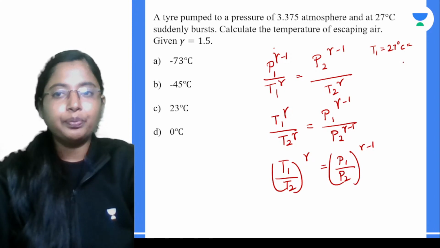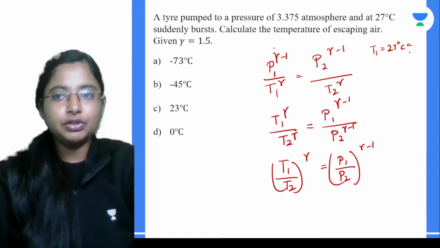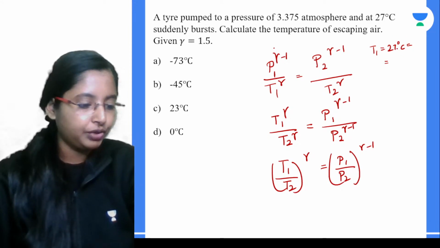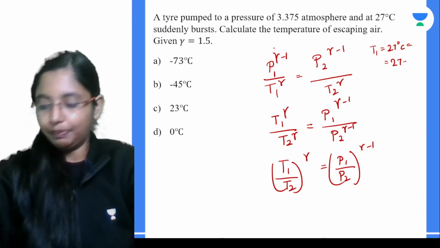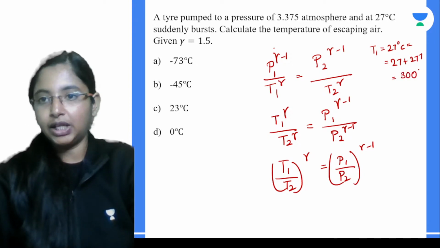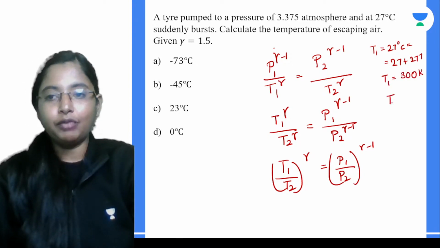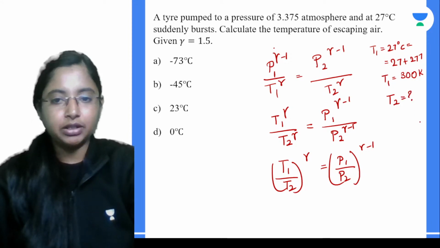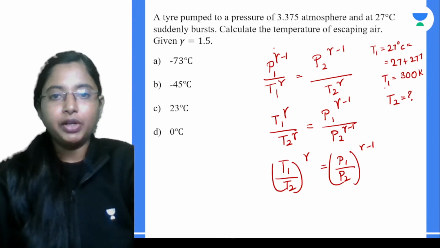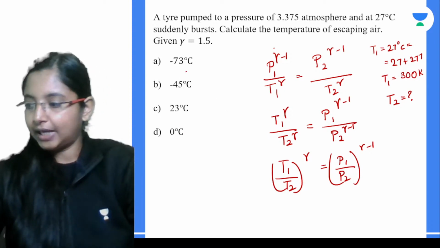So 27 degrees Celsius is what in terms of absolute temperature? Thank you for that, Hamdan. That is 27 plus 273, right? You will get somewhere around 300 Kelvin. This is T1. We want to find T2. That's the question that is asked. We want to find T2, right? After you find it, convert it back to Celsius again.